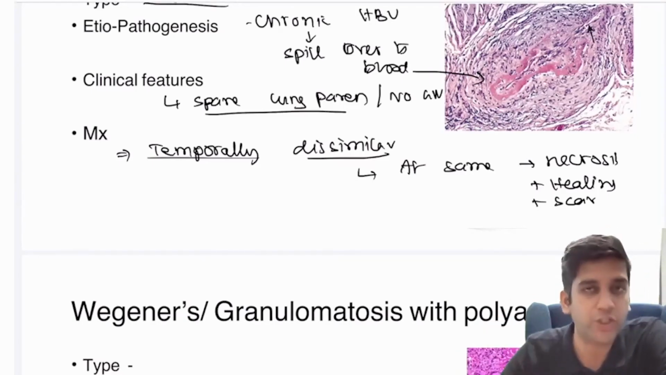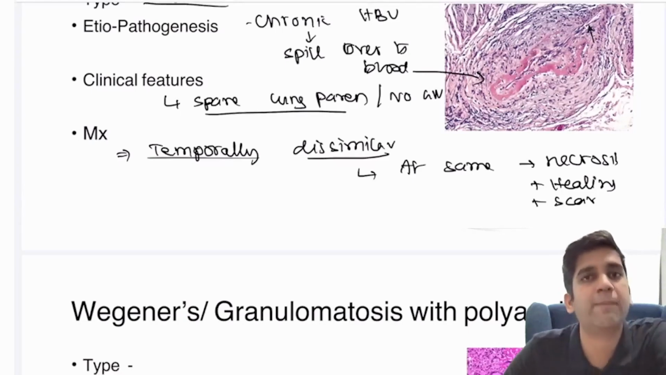And it's not a difficult thing to remember. PAN is a medium vessel vasculitis. It will not affect the small vessels. Glomerulus is a capillary. Lung has capillaries. So lung parenchyma will not be affected. Glomerulus will not be affected, right?